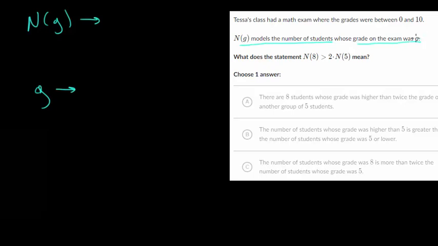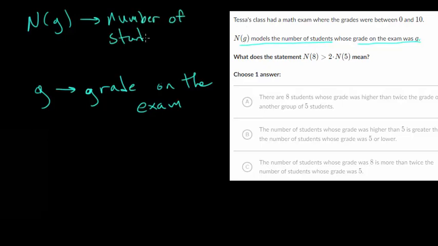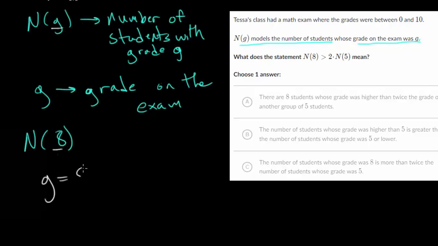So it looks like G represents the grade on the exam. So G is the grade on the exam. And N of G models the number of students who had that grade. So this is the number of students with grade G. If we see something like N of 8, let's think about what this means. The G value, notice, is replaced with 8. So in this case, G is 8.